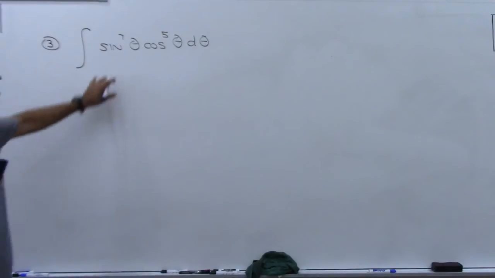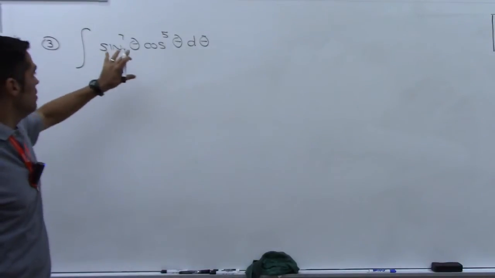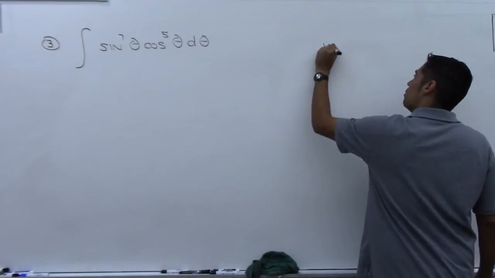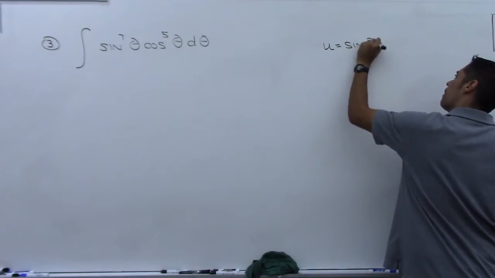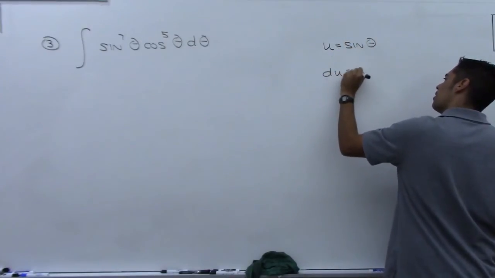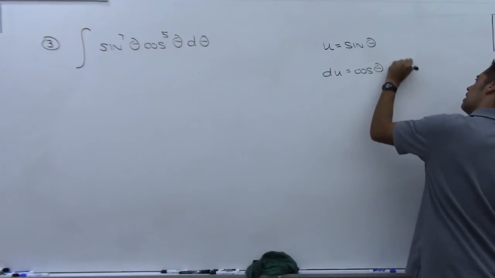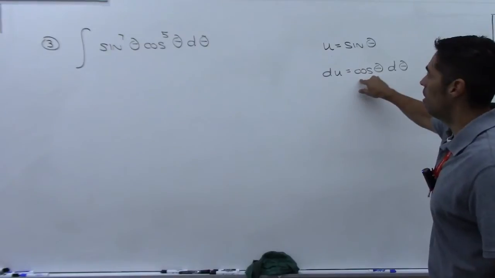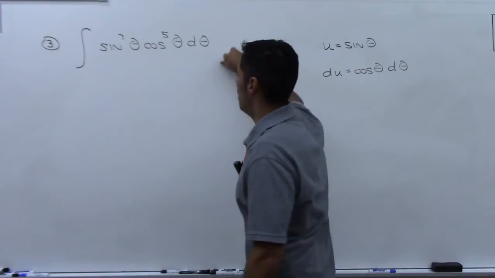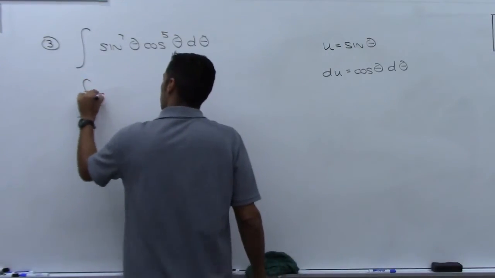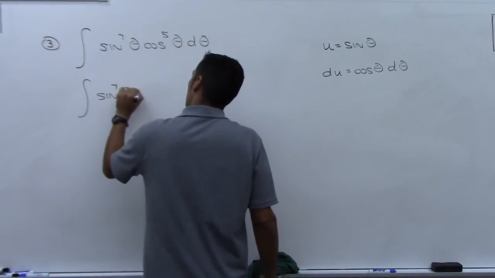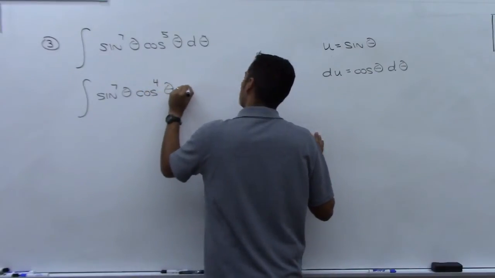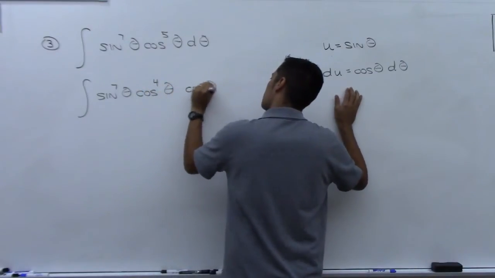I'm going to use the sine because I like the derivative of sine. The derivative of sine is just cosine, so I won't have to worry about any negatives. So I'm going to let u be equal to sine theta, du is equal to cosine theta d theta. I need to peel off one of the cosines so that I can have my du sitting there: cosine theta d theta.